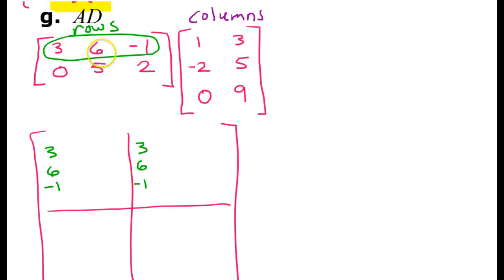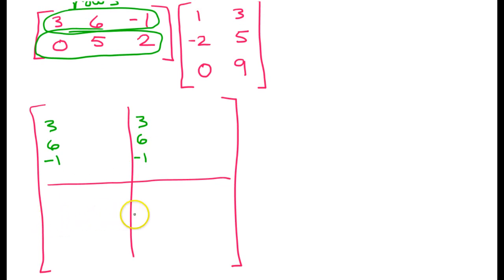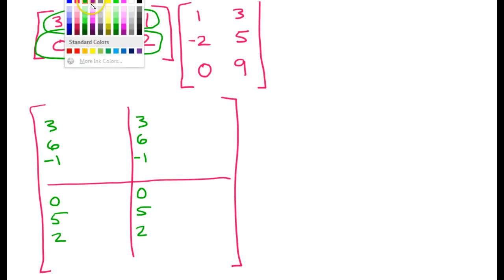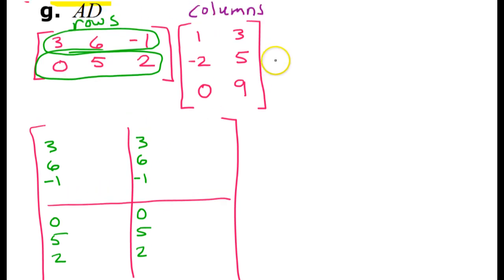Okay, let's go ahead and do row 2 while we're at it. This is row 2. We will put row 2 throughout row 2 of the final answer. So row 2 is 0, 5, 2. All right, now let's do the columns, which come from the second matrix. This is column 1. Column 1 will go throughout column 1 of the answer.